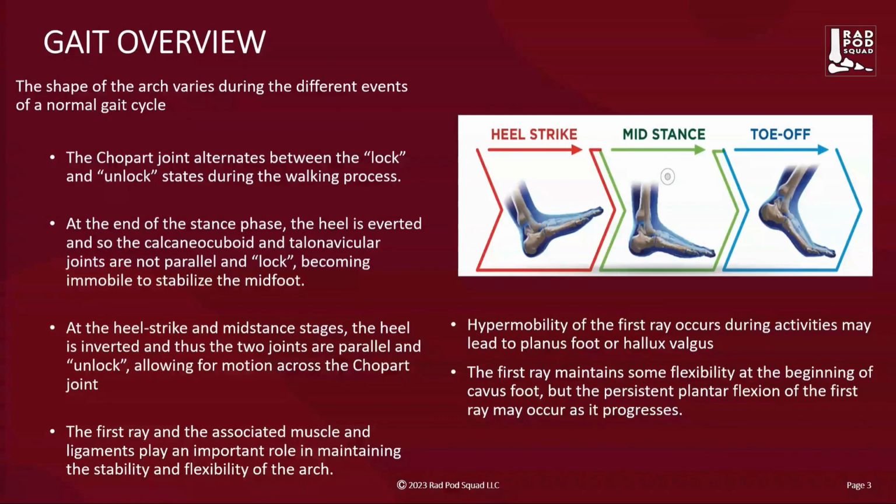A great amount of stress is placed on the great toe, the first ray, with associated muscles and ligaments like the peroneal tendons playing an important role in maintaining that stability and flexibility of the arch with all our body weight on that toe-off portion. Hypermobility of the first ray can occur during activities that can lead to pes planus or hallux valgus. The first ray does maintain flexibility at the beginning of a pes cavus foot, but with persistent plantar flexion, this may progress into disease.